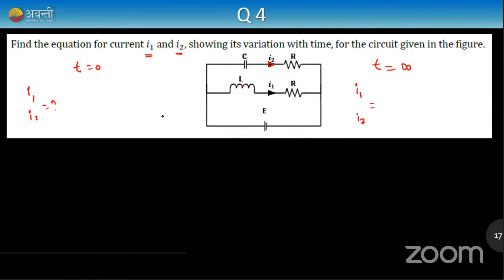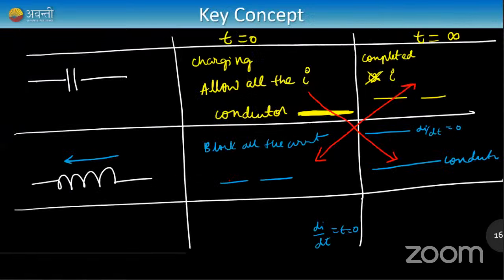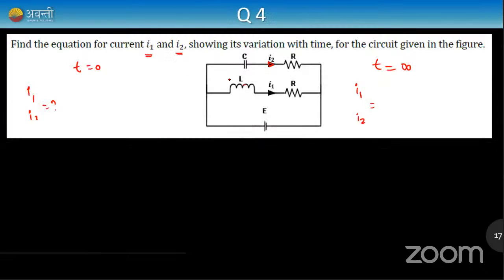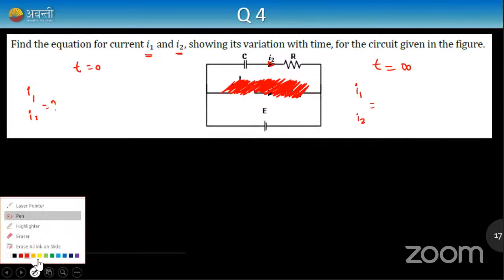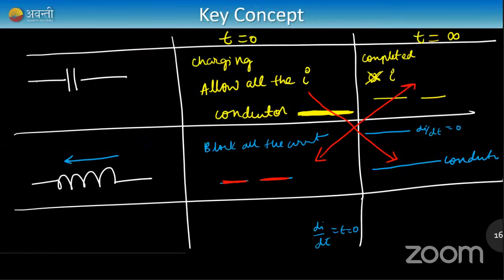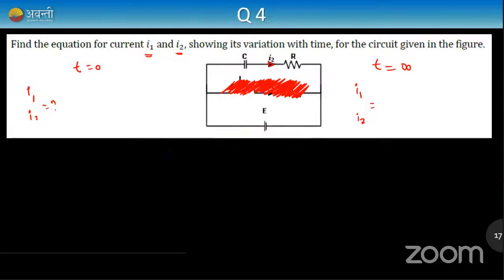I know that at time t equal to 0, the inductor will block all the current. There is no current passing through the inductor, so I can remove that part of the circuit. At time t equal to 0, there is no current passing through the inductor because it is opposing the current. So nothing is passing, the current flow is completely blocked. There is no current flowing at all, right? Am I clear? See, the inductor blocks the change initially, right? Always initially it blocks the current. Here also it is blocking the current. So I'm removing that complete branch out.